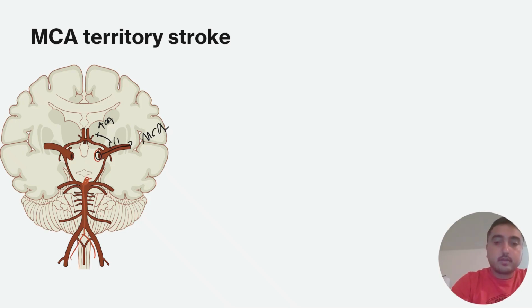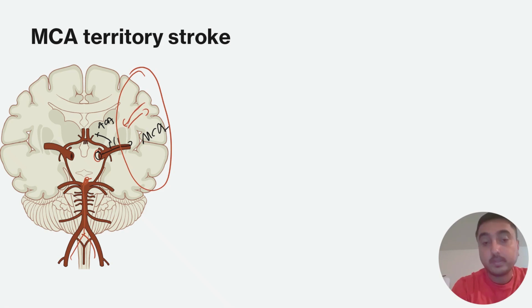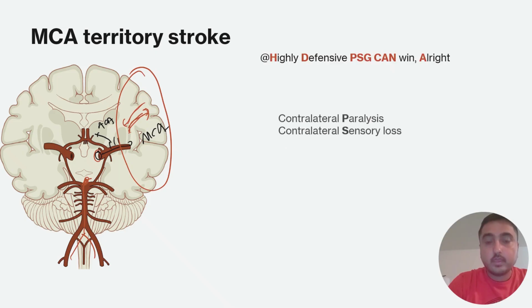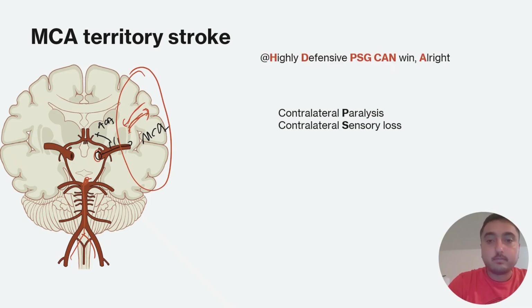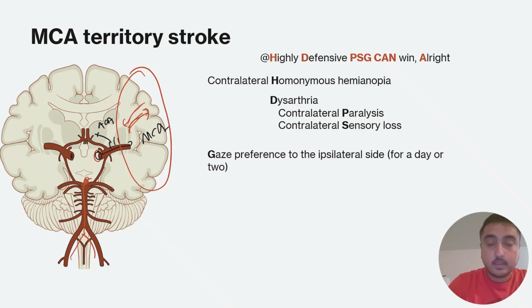So basically the middle cerebral artery is supplying this lateral portion of the brain, and therefore in this portion we have the fibers descending or ascending. Descending to mainly the upper limbs and the face, and ascending from the upper limbs and the face. Ascending fibers would be the sensory fibers, the descending fibers would be the motor fibers. So we basically have contralateral paralysis and sensory loss, and then because of the involvement of the facial nerve, upper motor neuron, we have dysarthria, and then we also have involvement of the eye.